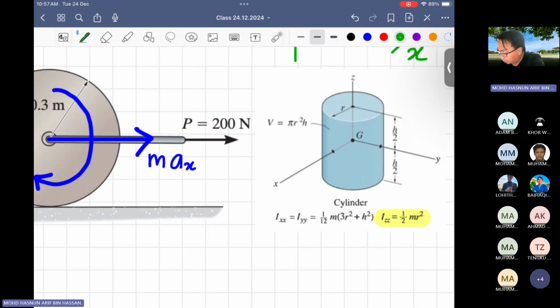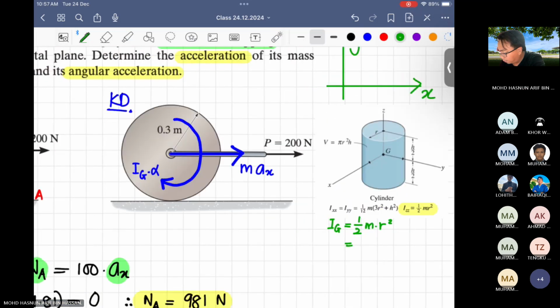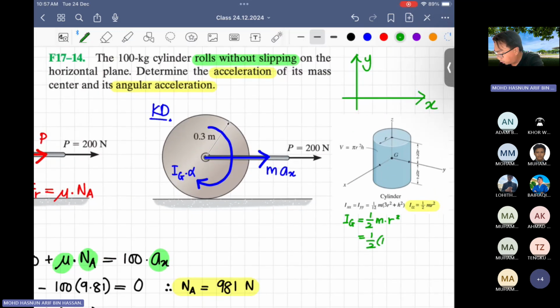Let's calculate it here. So let's write Ig is equal to 1/2 m times r square, which is equal to 1/2 times, what was the r? 100 kg, and r is 0.3 square. Okay, so therefore we will have Ig, which is equal to, what is this? How many do you get? 4.5 kg meter square. Okay, so this is the Ig.